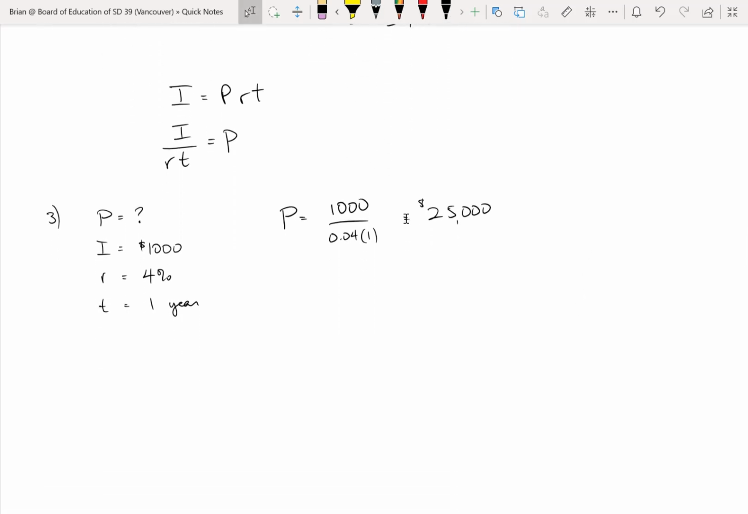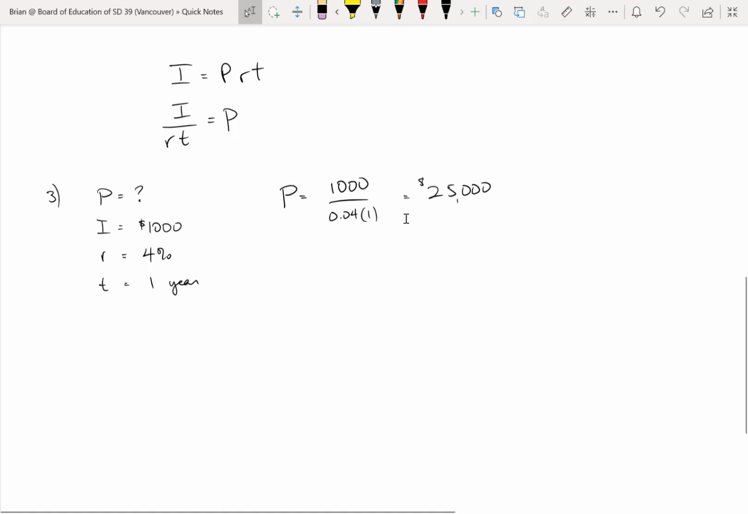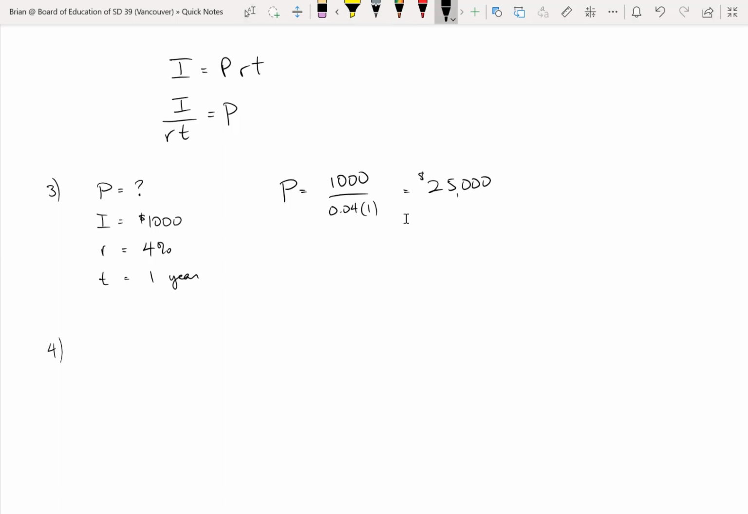Let's do one now exactly the same, but with numbers that aren't quite as friendly. Let's say that we are, again, looking for the principal, how much we need to invest. This time, we'd like to get an interest payment of $500, and we have an interest rate of 2.3%. And the time in this case is quite short. It's only 90 days.